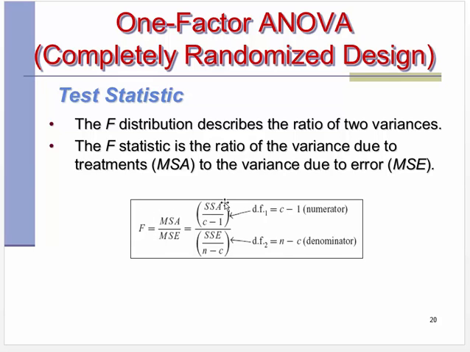MSA equals SSA over C minus 1. The degree of freedom df1 is C minus 1. That's the numerator degree of freedom. For MSE, it is SSE over N minus C, the degree of freedom of which, or df2, is N minus C. That is the denominator degrees of freedom. So you need 2 degrees of freedom to find the critical value of F.